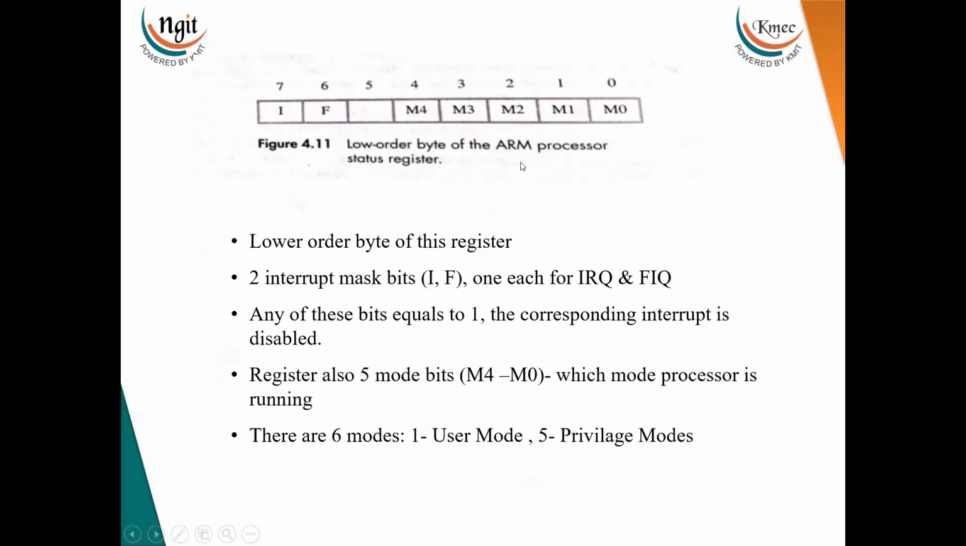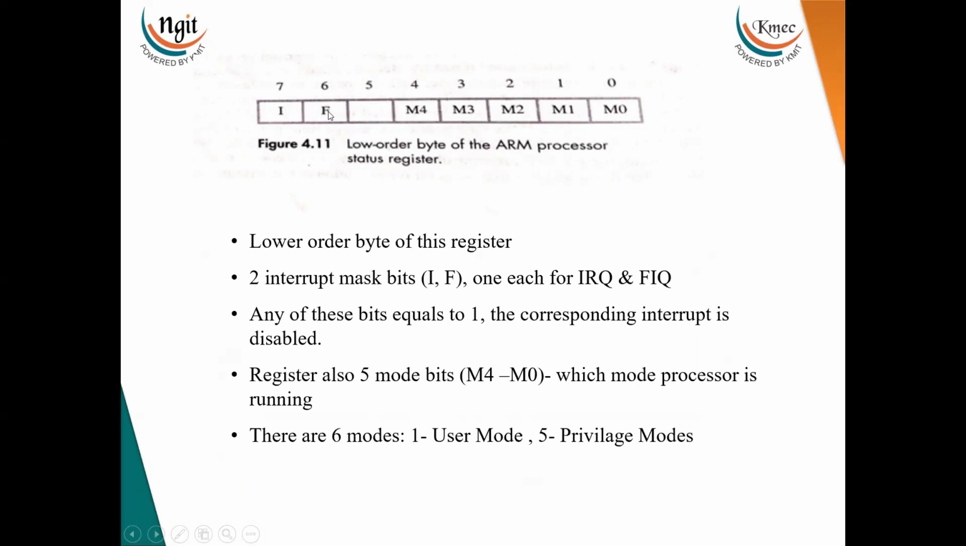Whenever an exception occurs, it will switch to the 5 different modes. If this bit is one, then it will be one mode. If this bit is one, then it is in the second mode. Like that, 5 bits are indicating the 5 different modes. And also here you can see, I is the IRQ bit, F is the FIQ bit.